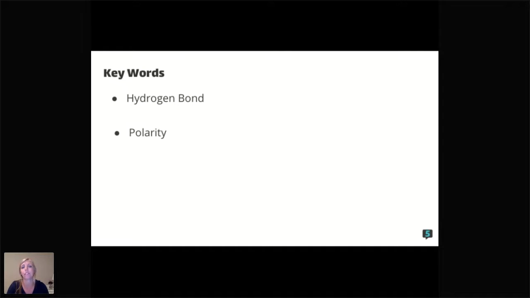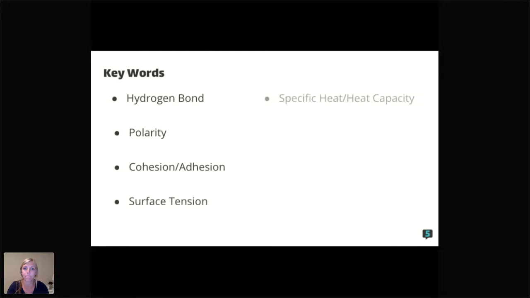Hydrogen bond, polarity, cohesion, adhesion, surface tension, specific heat and heat capacity, solvent, solute, density, and heat of vaporization.